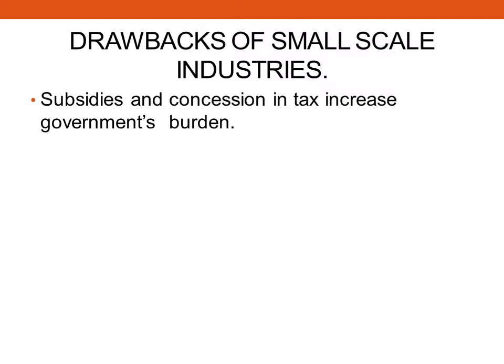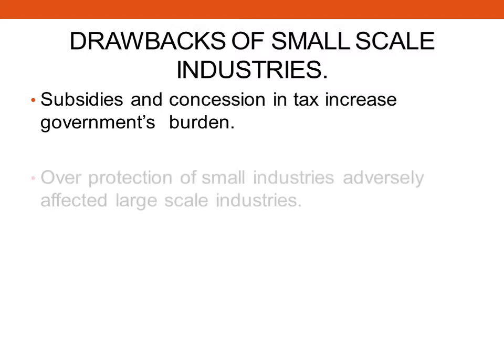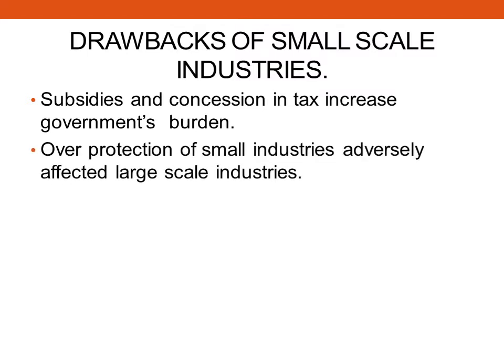In the Karve Committee's recommendations, we have read that the production of many goods was reserved for small scale industries, then concession in tax, tax exemption, lower tax, low interest loans, priority in government purchase, etc., were given to the small scale industries. All these increased government's burden. That is one of the drawbacks. Which means the government's expenditure is increasing by giving subsidy and by giving concession in tax.